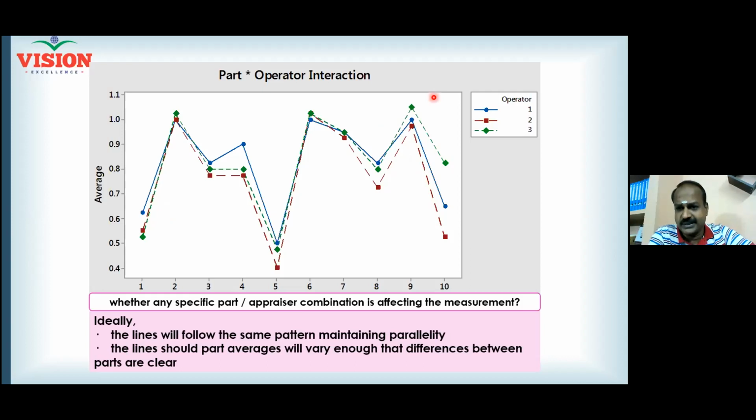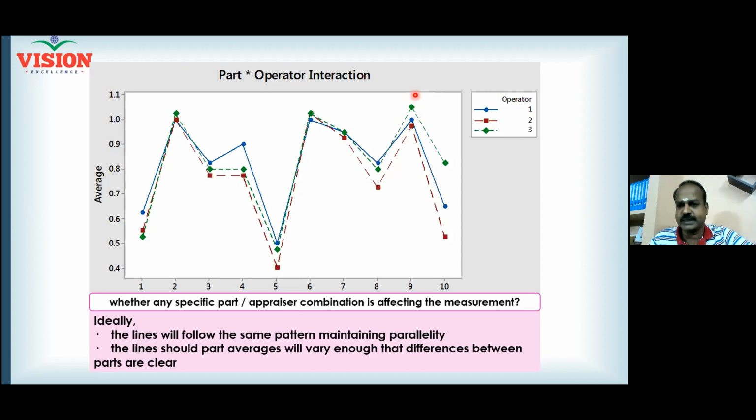If the lines are intersecting, you can see intersection happening here from part number 8 to 9. So you can see the blue color line interacting with the green color line. So there is an interaction there from 8, and particularly while measuring 8 and 9, your operator is struggling with part number 8 and 9. That's an interaction. You are measuring perfectly so far, but when it comes to part number 8 and 9, you are struggling, isn't it? So that's an interaction.